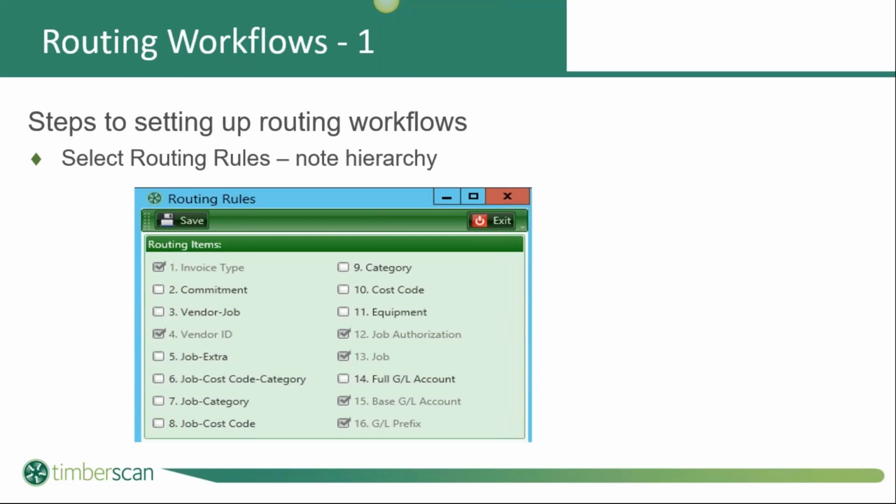The routing rules are numbered to show their hierarchy in our system. So for example, if TimberScan finds a match for an invoice type on an invoice, the system will route according to the workflow set up for that invoice type. If there's no type on an invoice, then TimberScan goes and looks for a different match, such as a vendor, job, etc., and on down the hierarchy. The first match that it locates, it looks up the related approval workflow and routes accordingly to how you set it up.